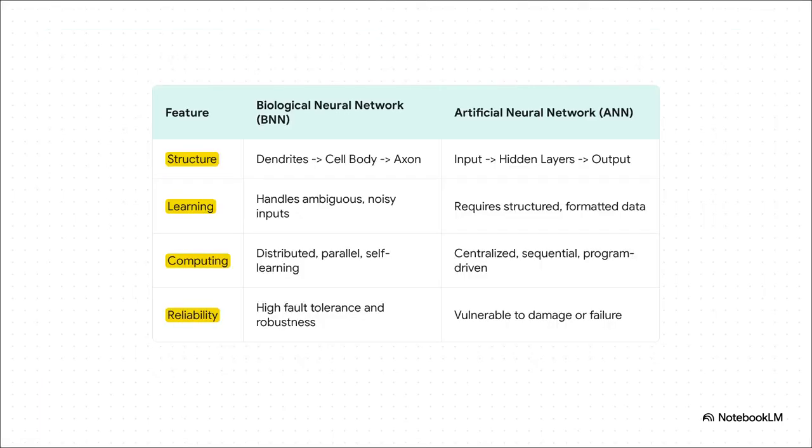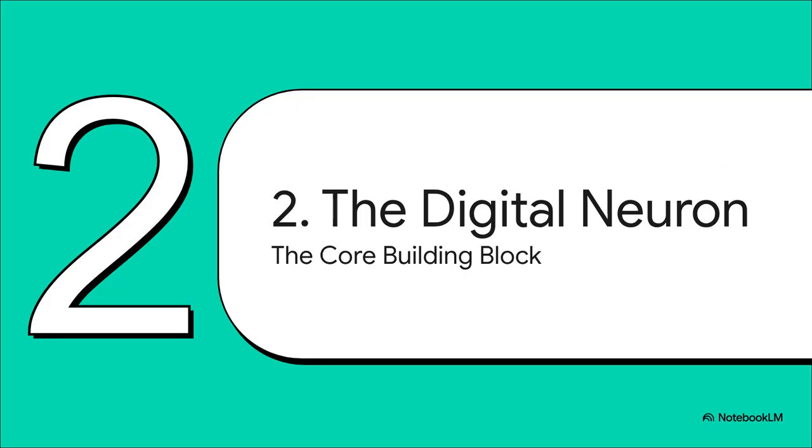Now, this table is really interesting because it shows a huge trade-off. Just look at that computing row. Our brains, they are absolute masters of parallel processing. Everything is happening all at once, a beautiful chaos. But ANNs, they're usually sequential. They work step by step. And honestly, that one single difference, it explains so much about why they're so powerful, but also where their weaknesses lie. Okay, so we've got the big picture.